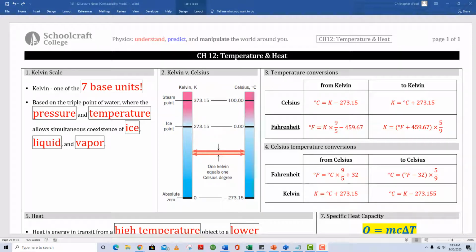Chapter 12, Temperature and Heat. Boxes 1 through 3 cover some basic tools we need to study temperature and heat. In this chapter, the primary focus is on heat absorption.